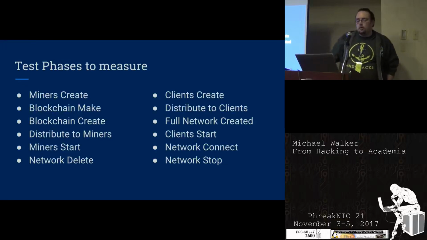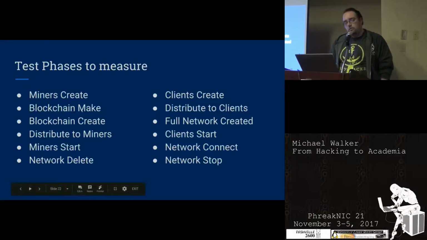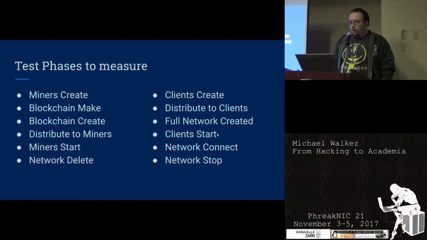Yeah. So, anyways, here's the test phases. It's 49 after, we've got 10 minutes. I'll rush through these. It doesn't matter exactly what these phases are. So obviously you need to create miners, you need to make the blockchain configuration file, then you need to create the actual blockchain from that configuration file. You need to be able to distribute to miners, distribute to clients, create clients, make the full network, stop the network, make sure the clients are started, miners are started, delete the network, things like these. These are individual commands in the network manager.